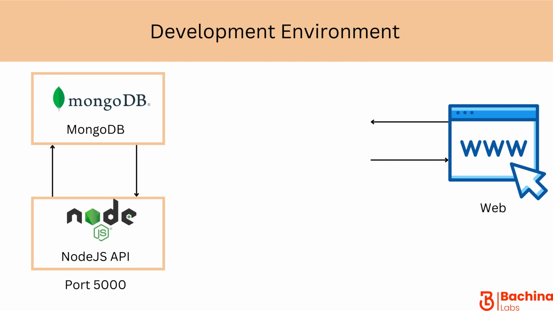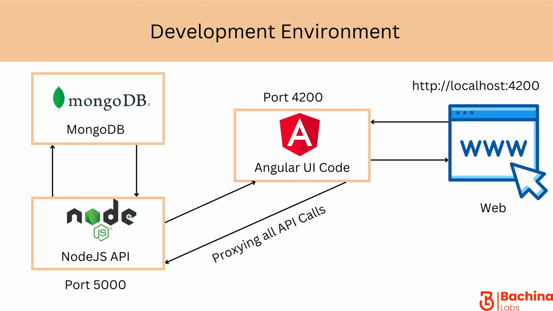Now let's look at the Angular code. When you create the project with Angular CLI, Angular CLI starts and builds the application on port 4200. So your Angular UI is running on port 4200, and your Node.js API is running on 5000.